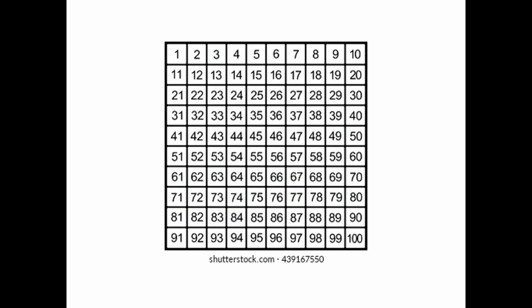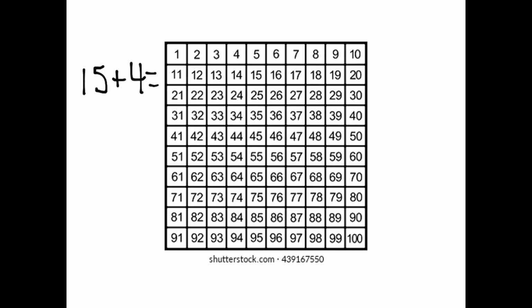Hey there! We're going to learn how to do addition and subtraction on a numbers grid. This numbers grid is considered a hundreds grid because it goes from numbers 1 to 100. Let's start with an addition problem. Let's say the problem is 15 plus 4.